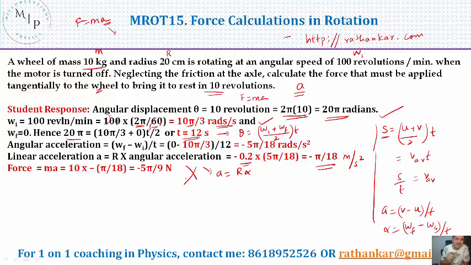What is the misconception he has used? Until here it's correct. Until finding the initial angular velocity, the final angular velocity, the time taken, and the angular acceleration, everything is correct. You won't get 0 for this. But when it comes to linear acceleration, when you are using a equal to r alpha, now what is this a?